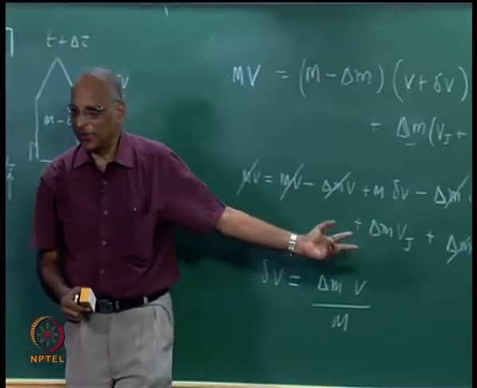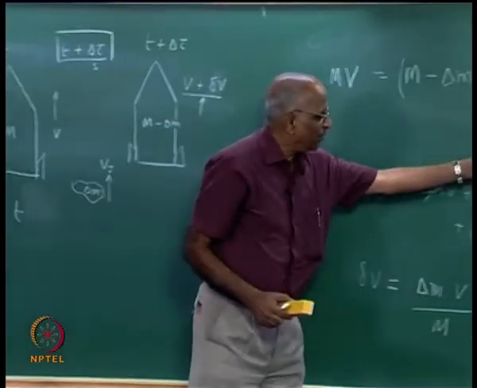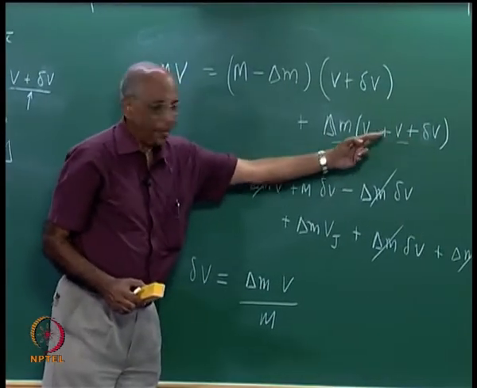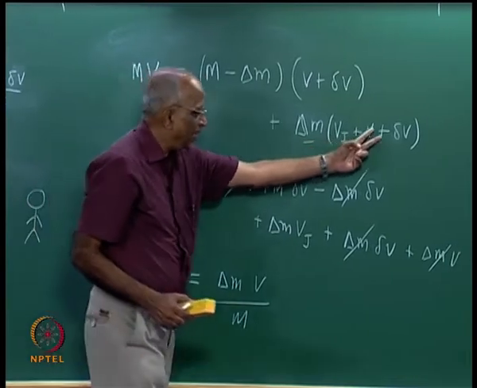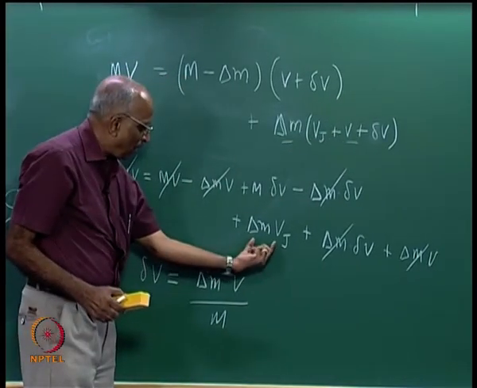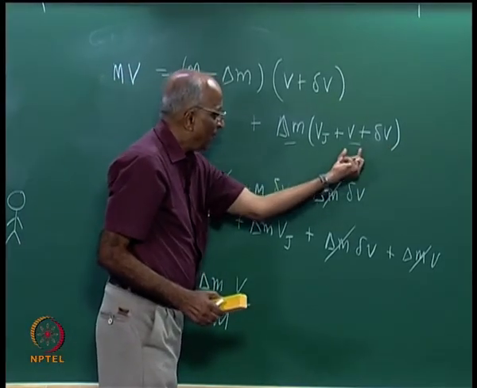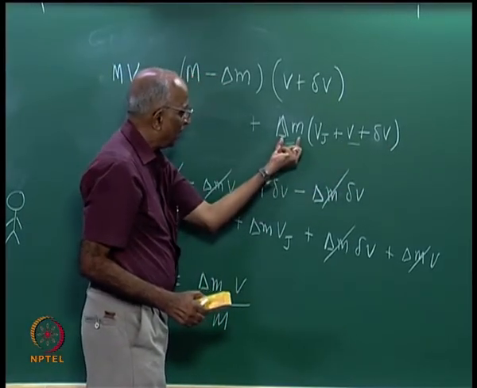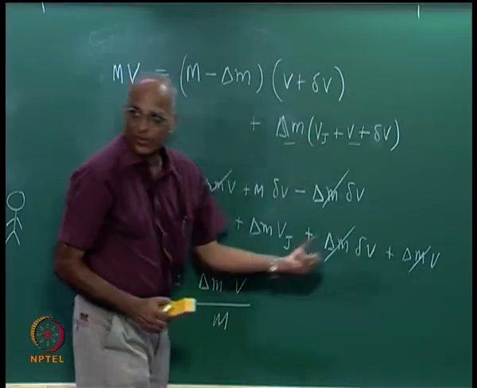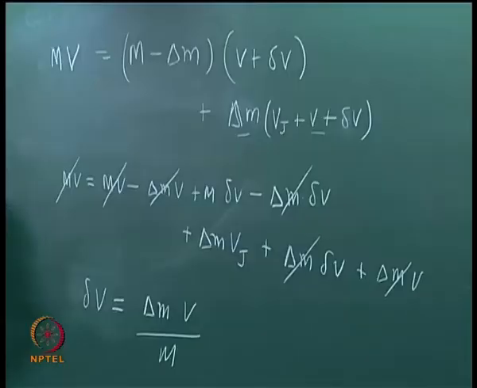Now, thank you for pointing it out. I have 3 velocities here. I have Vj, V and delta V. Therefore, I should have got delta MVj plus delta M delta V, which I wrote. I had skipped this portion, and now I get delta M into V over here. Is it all right?